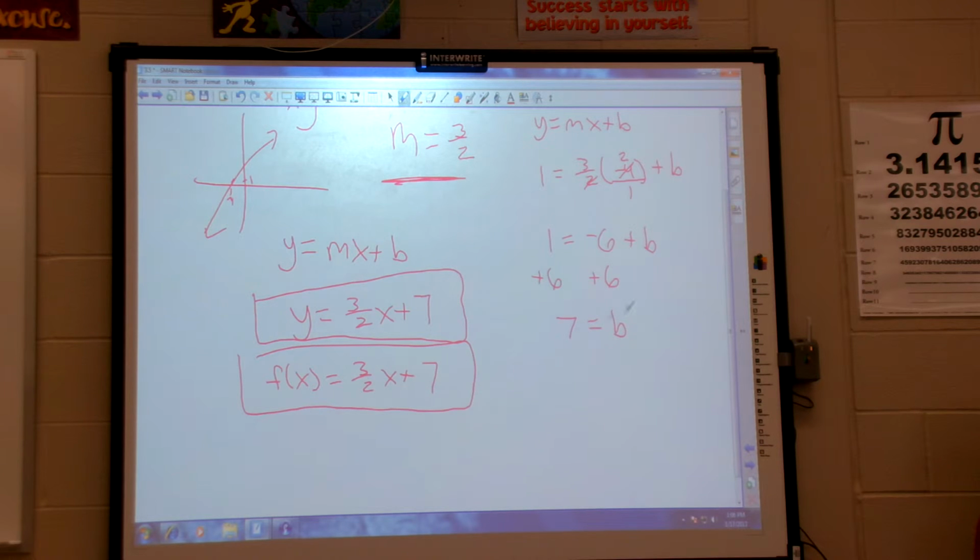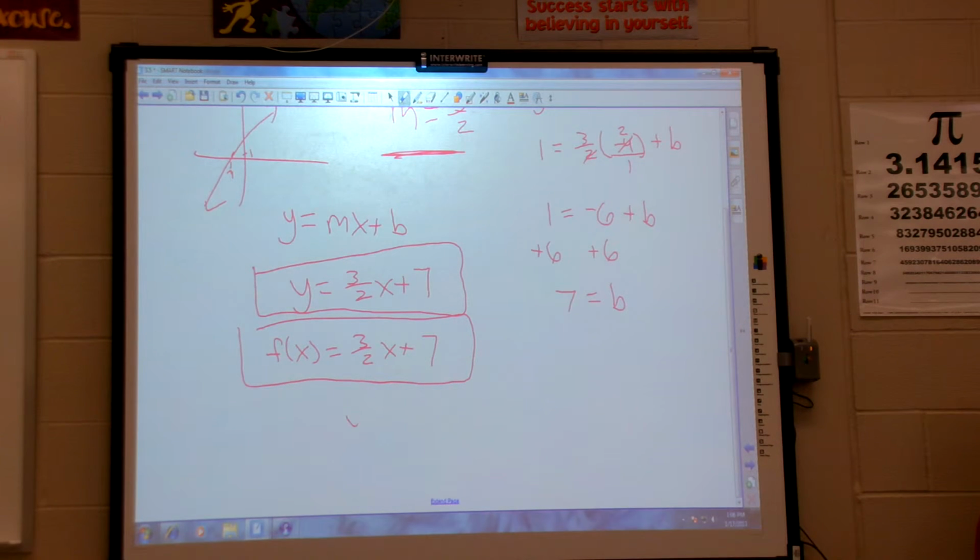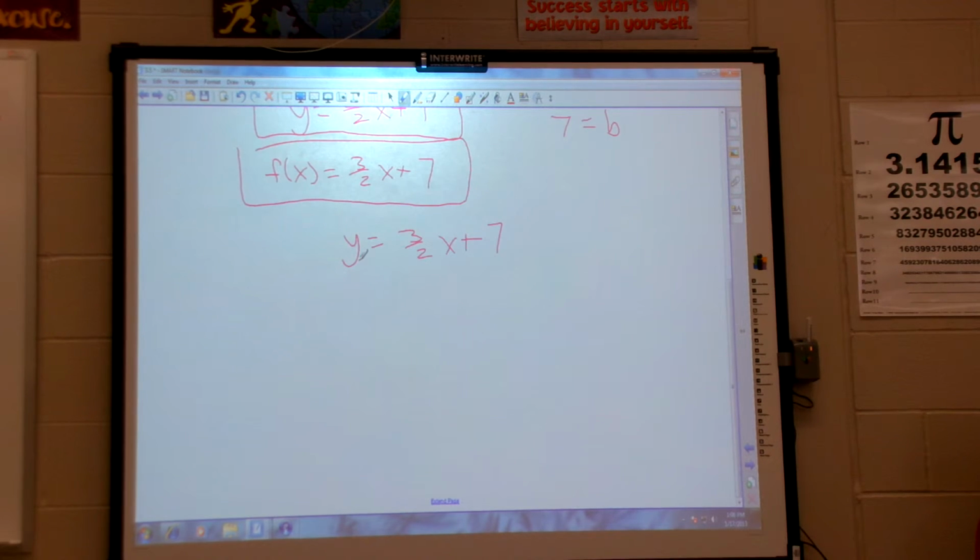So I have that y equals 3/2 x plus 7. What's my LCD? 2. Agree with that? We don't want that 7. A lot of people do that on quizzes. But it doesn't have a denominator. So everything gets a 2. And that means everything, including that 7 and the y. Okay, so 2y equals, cancel, cancel, 3x plus 14.